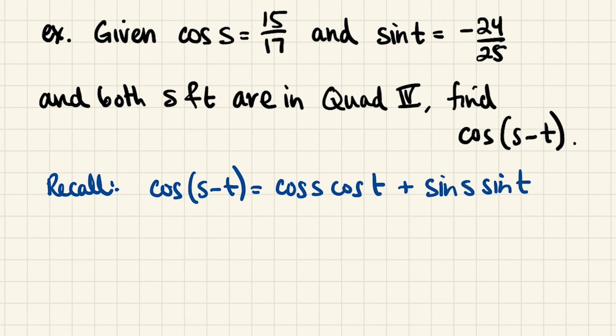So that's what we're after. We're after cosine of S minus T, which means all we have to do is individually find cosine of S, cosine of T, sine of S, and sine of T, and then put them right here and do the arithmetic, and we're going to be done. In theory, we're halfway through because we have cosine of S. That was given to us. And we have sine of T. That was given to us. So really, we only need to find cosine of T and sine of S.